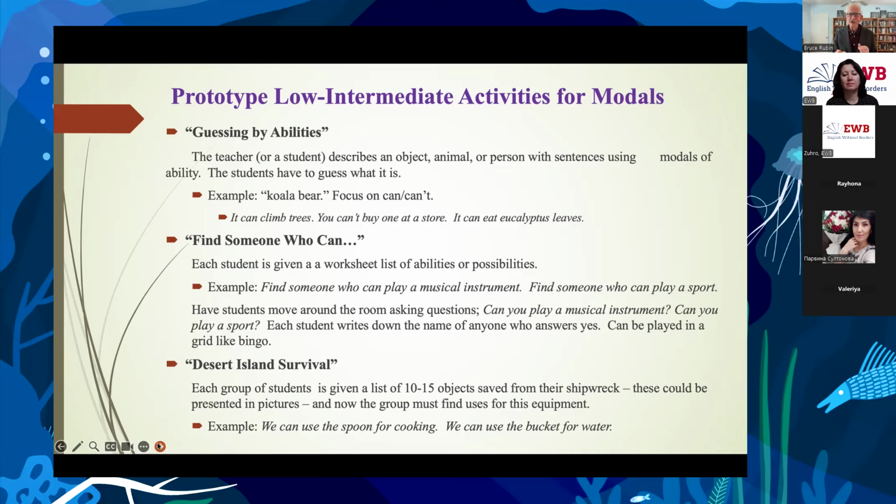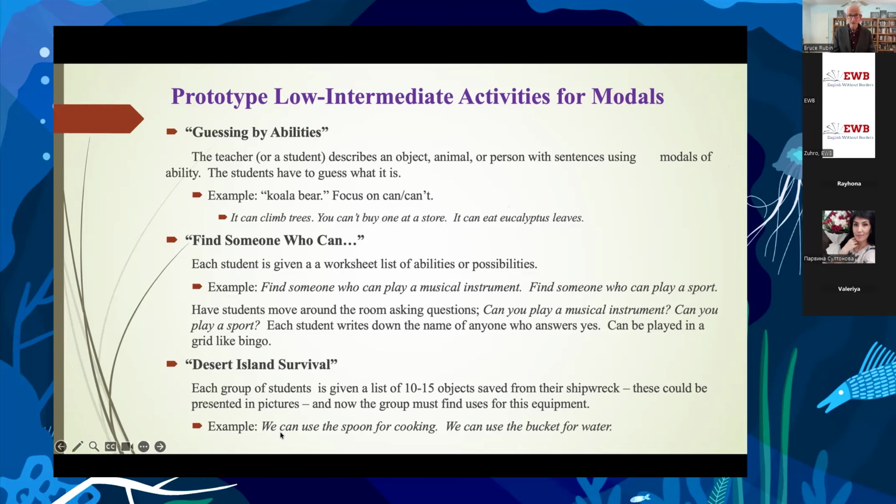Nothing too serious. We don't want anybody to feel stressed by competition, just to be joyful if possible and make things a little more engaging. So here you give a group of students, you divide the class into groups and give each one a list of 10 to maybe 15 objects. They've all been in a shipwreck together and they're stranded on a desert island. For a lower level class, you can present these objects in pictures so that they can really look at them. And then the group must find uses for this equipment.